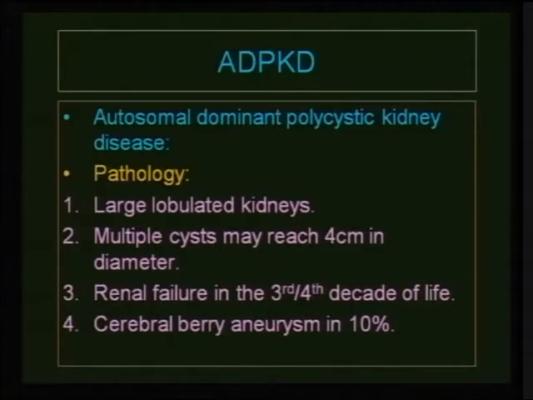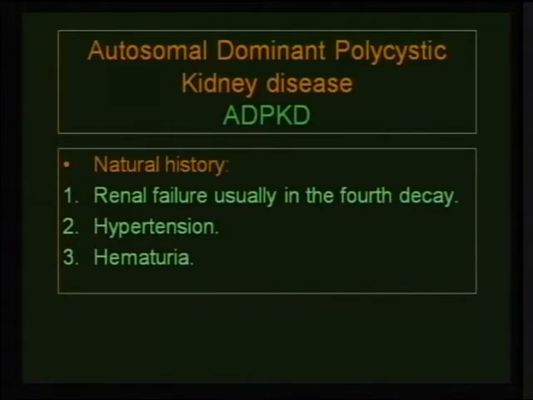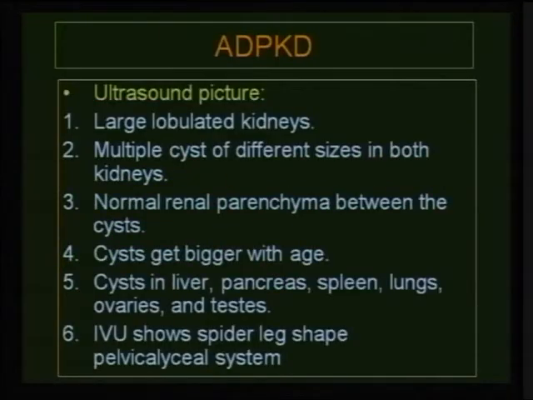Autosomal dominant polycystic kidney disease is a little bit the reverse of what we have seen in autosomal recessive. It is large kidneys, lobulated kidneys. There are cysts from day one, and those cysts are going to grow with age, and this child will have renal failure by the third, fourth decade of life. The natural history: renal failure by the fourth decade, hypertension, hematuria.